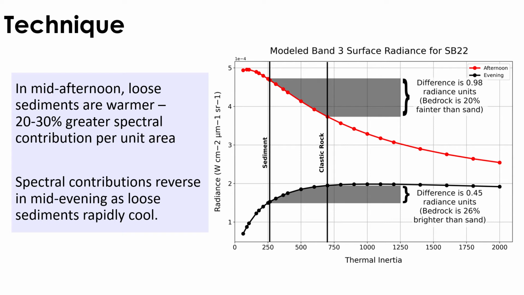In the mid-afternoon observation, the sediment component has approximately 20% higher radiance than the clastic rock component. This means that it will contribute 20% more per unit area to the observed surface spectrum. As the temperature contrast reverses in the early evening, sediment fades relative to clastic rock. In this observation, sediment is 26% less bright than the clastic rock. This means that it will contribute 26% less per unit area to the observed surface spectrum.